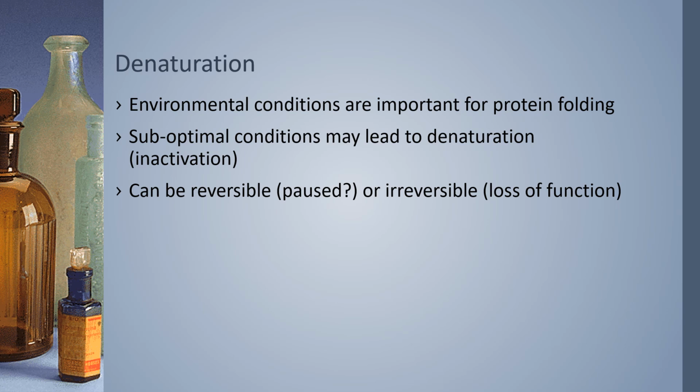So this allows, when the right conditions are resumed, for the protein to refold into its secondary, tertiary, and quaternary structure and resume its function. On the other hand, sometimes denaturation can be irreversible, leading to loss of function, especially if the bonds holding the amino acids in the primary structure polypeptide sequence are broken.